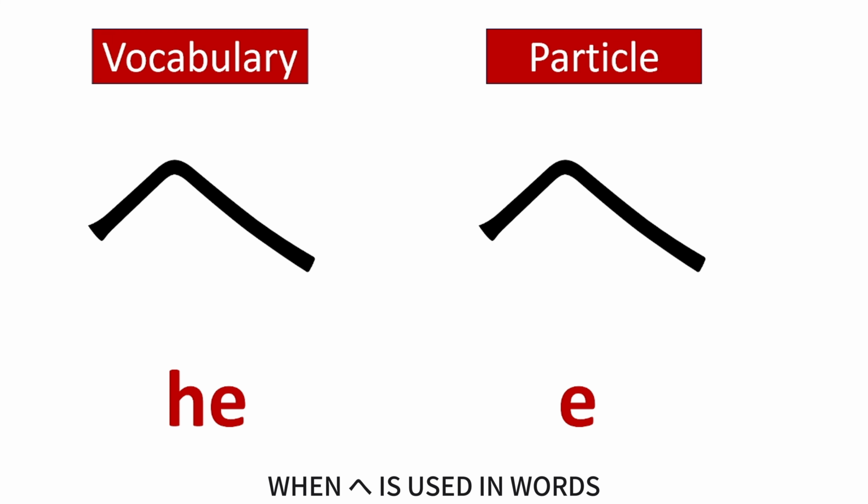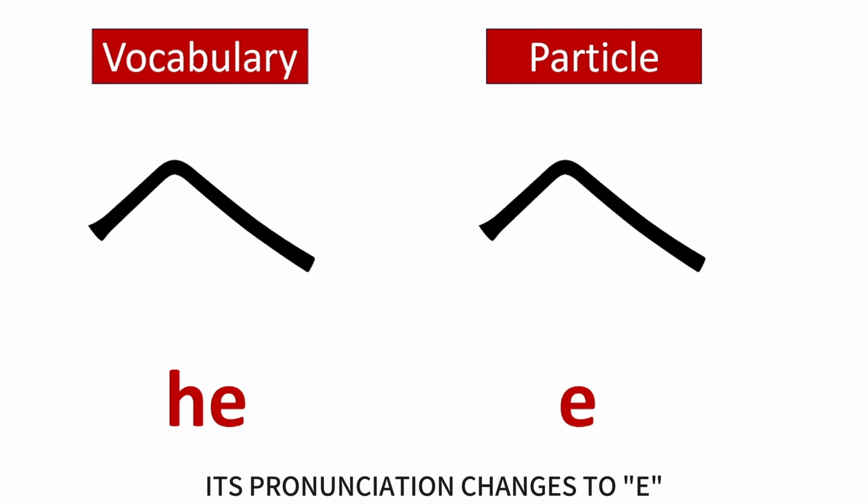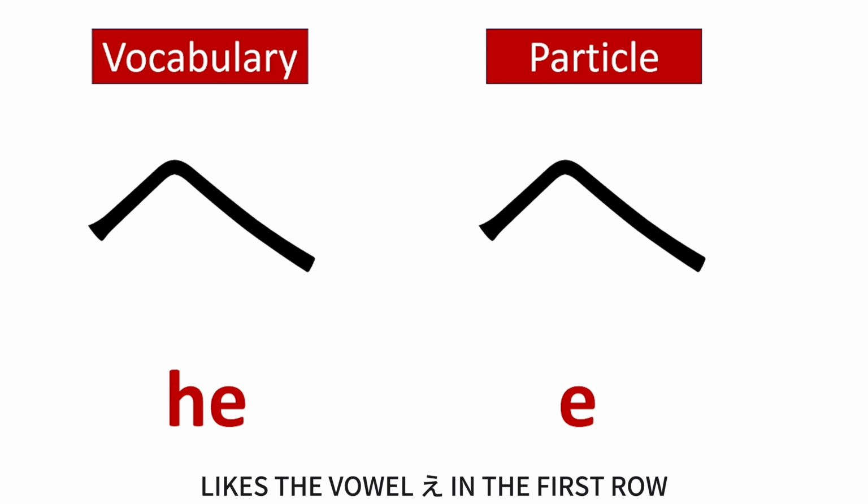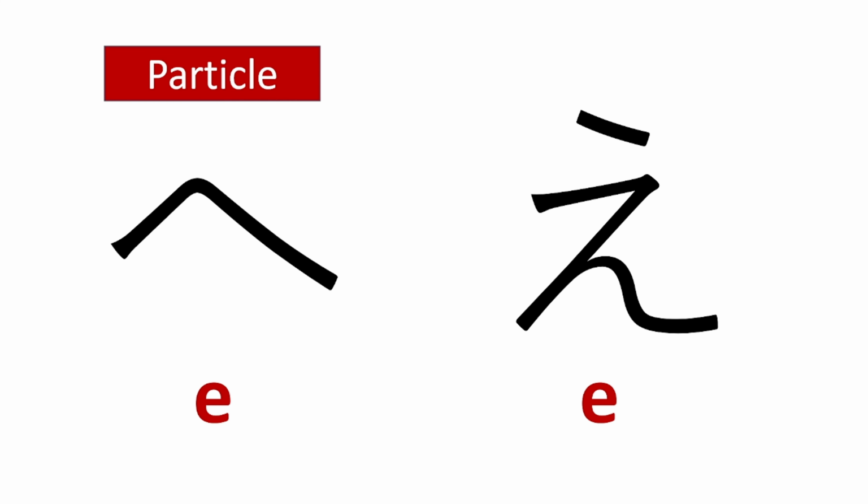When he is used in words, its pronunciation is he, but when used as a particle, its pronunciation changes to e, like the vowel e in the first row.